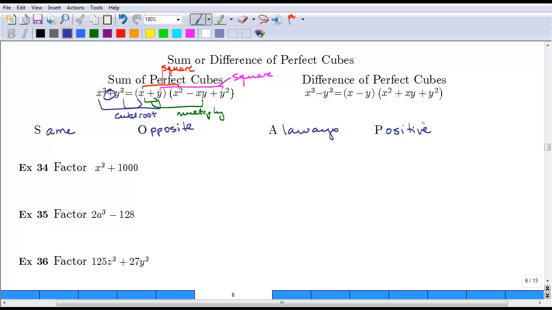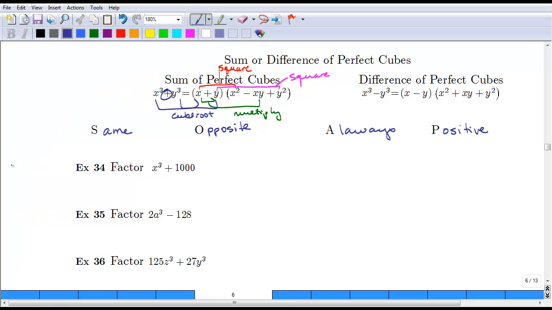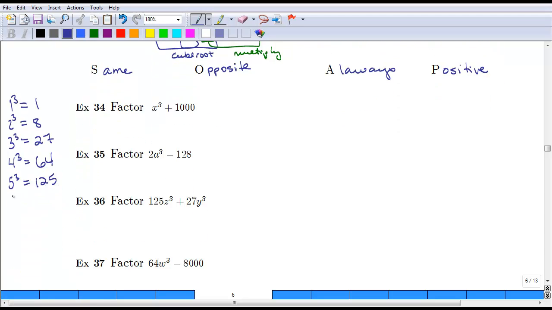So, if for instance we want to factor x cubed plus 1,000, and before going through this section, it might be good to go through and recall your perfect cubes. 1 cubed is 1, 2 cubed is 8, 3 cubed is 27, 4 cubed is 64, 5 cubed is 125, and you see how these get rather large rather quickly.